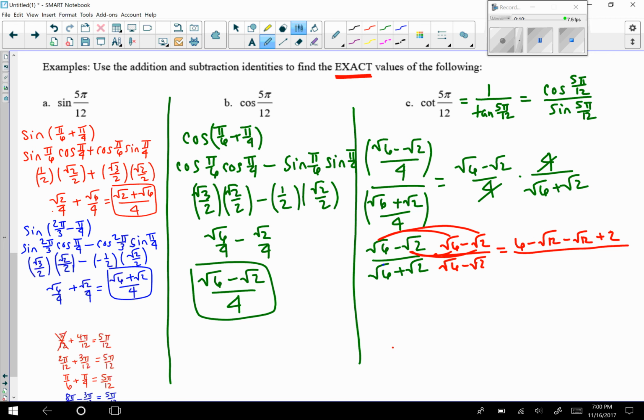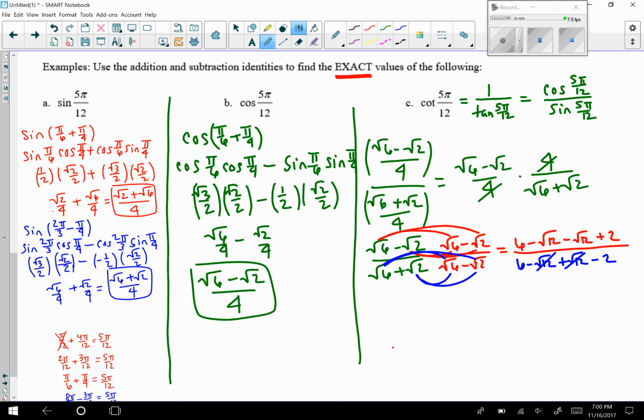So I have root 6 times root 6 again, which is 6, and root 6 times negative root 2, which would be minus root 12. And then these two multiplied gives me plus root 12. And then these two multiplied gives me minus 2. So when you multiply conjugates, remember your middle term should always cancel out. So notice that radicals cancel out, which is why we multiplied by the conjugate.